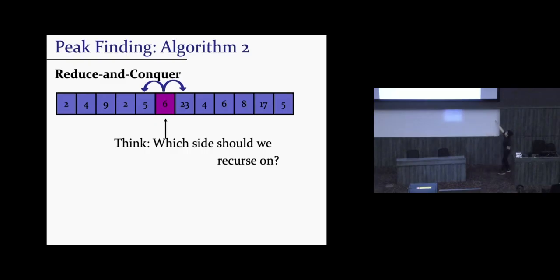The right element is larger than 6, right? That's the reason why it's not a peak. So let's think for a little bit. We know that 6 is not a peak. We should probably recurse on one side. If we want something efficient, we should probably only recurse on one side.